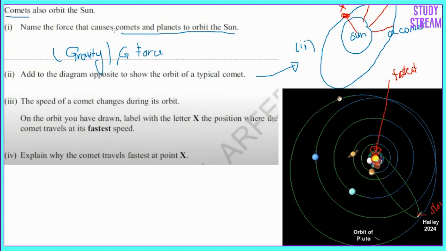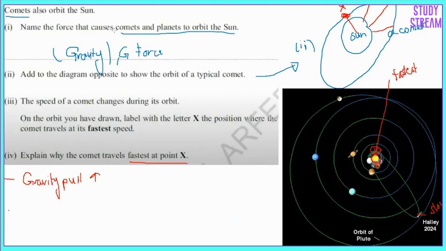Now explain why the comet travels fastest at point X. Because when any object comes closer to the sun, the gravitational attraction or pull is stronger, so it starts to move faster. We can say that the pull is increasing, and that would mean the velocity would increase because the velocity is changing due to gravity. And when it's moving away from the sun, the gravity is reducing and it will slow down eventually.